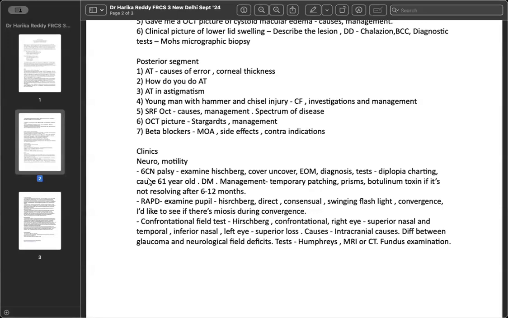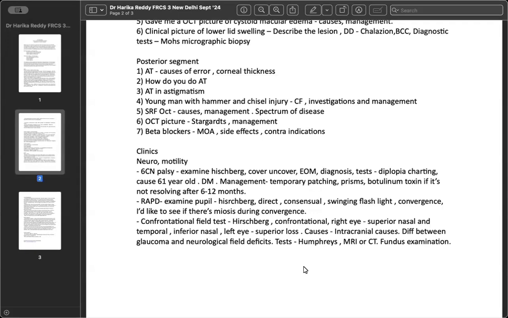So my first one was sixth nerve palsy. They just told me to examine. So for neuro motility, you have to do all these four tests: Hirschberg, cover, uncover, and extraocular movements. That is the order you do it in. After doing all these four, I told them the diagnosis. Then they asked me what else will you do? I told them about diplopia charting. He asked me the causes of sixth nerve palsy.